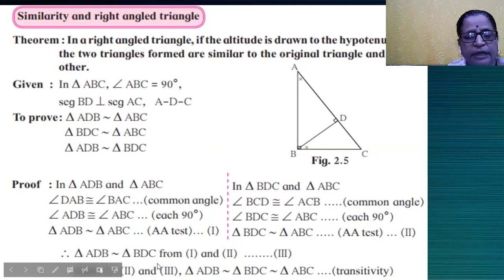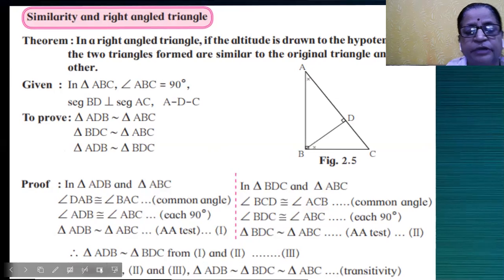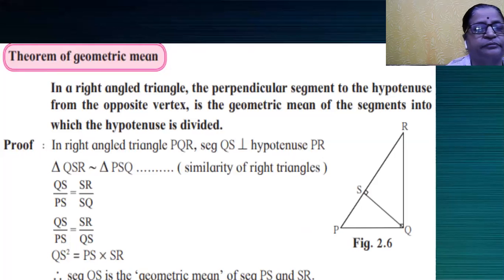According to equations 1 and 2, we are taking these two triangles, that is triangle ADB similar to triangle BDC, from 1 and 2, because one is similar with another. Therefore, from 1, 2 and 3, triangle ADB is similar to triangle BDC, similar to triangle ABC. It is transitivity. Then next we are going to see the theorem of geometrical mean.